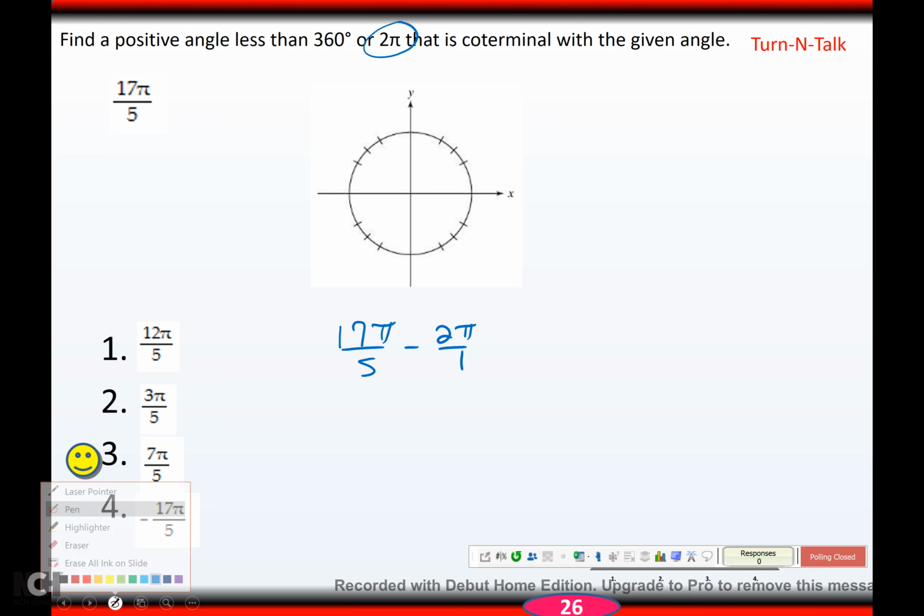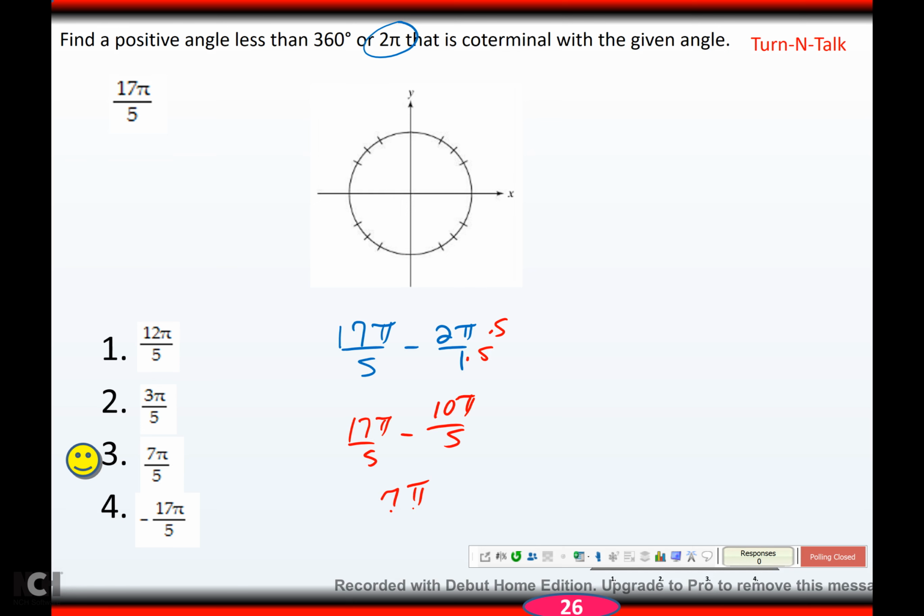But that means I need a common denominator, which would be 5. So that'd be 10 pi over 5. 17 pi over 5 take away 10 pi over 5 would be 7 pi over 5. That would be coterminal to 17 pi over 5. Yeah?